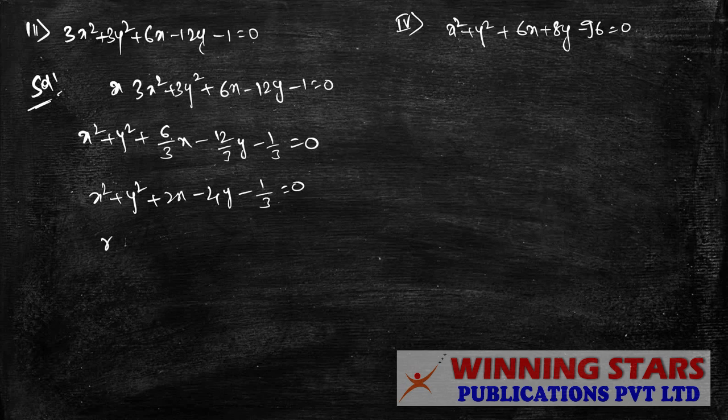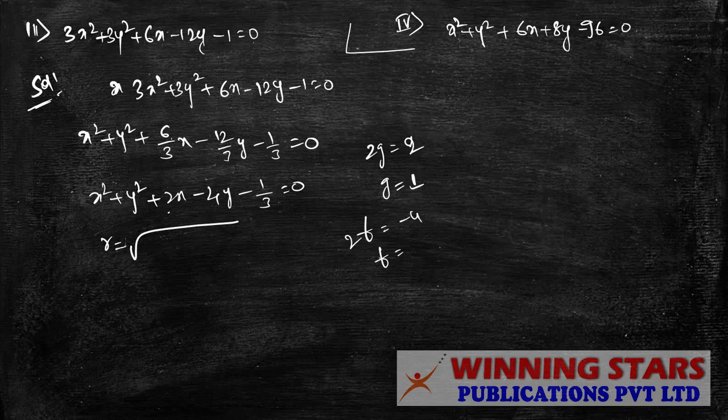So here r is equal to under root of... first we have to find the center. So 2g is equal to 2 only, g is equal to 1, and 2f is equal to minus 4, f is equal to minus 2, and the center is minus 1 comma 2.